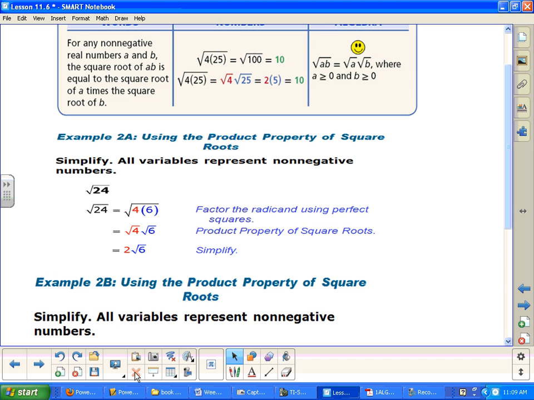So we're looking for the largest perfect square that goes into the number. Write it as factors of that perfect square and whatever it's multiplied by to get the number. Use the product property to pull them apart, and then simplify the one that is a perfect square. Let's look at another one.